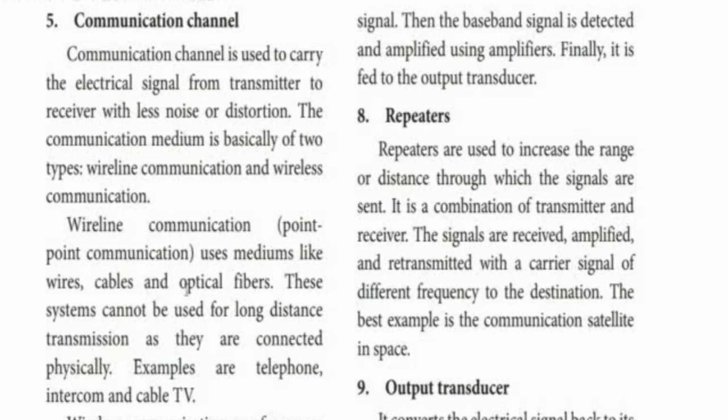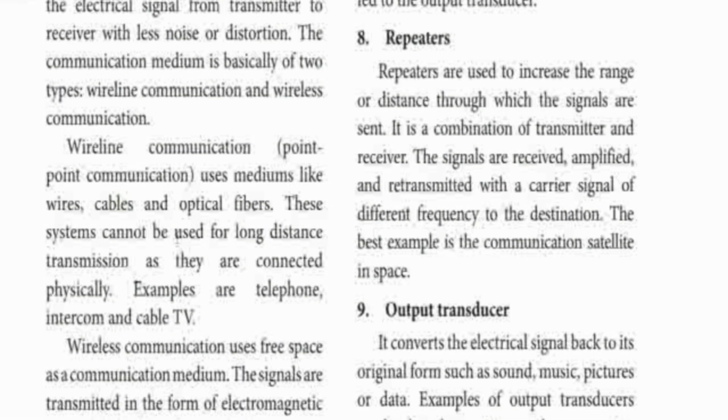So that is a point-to-point connection. Intercom and cable TV connection. These are all wireline communication. So it is point-to-point communication. These are the examples for wireline communication. Next one is wireless communication.